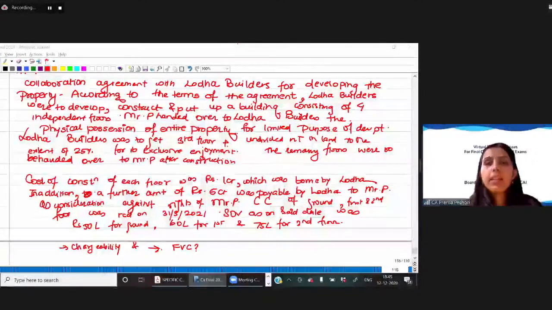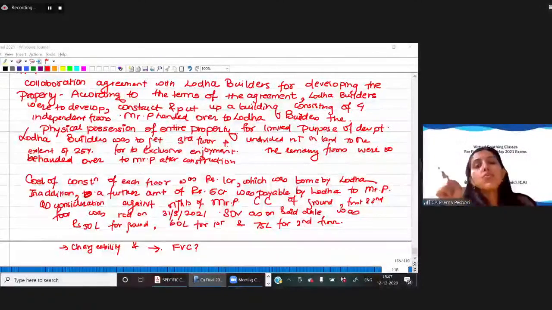I'll repeat again for those who missed the video. When Mr. P is transferring to Lodha Builders, at that point in time, the capital gain would not arise. It will arise only when the completion certificate is received, as on 31st March 2021. Clear? And what is the stamp duty valuation on that date?